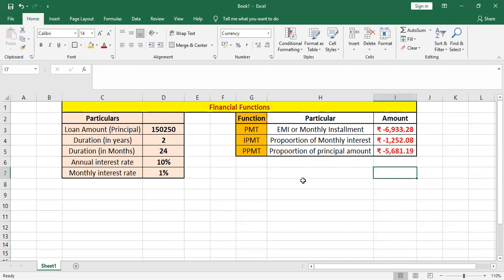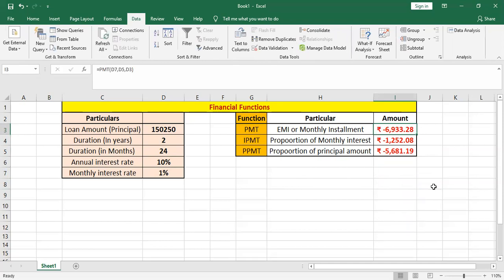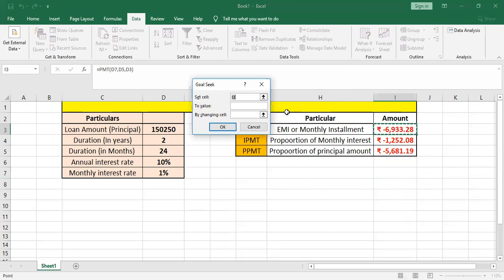Again, right now I'm in a dilemma where I want my EMI or monthly installment to be 6,000 only. I can't pay 933.28 above it. So what I can do is I'll go to the Data tab, What-If Analysis in Forecast, and then Goal Seek. Okay, and my set cell is I3, right?